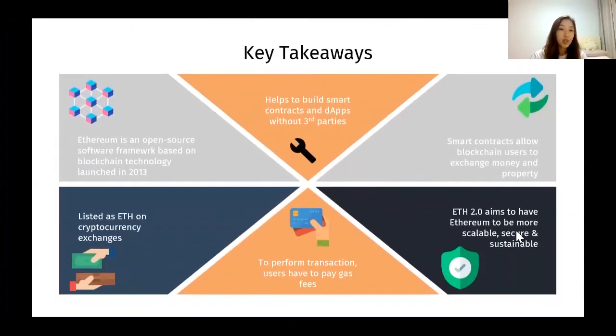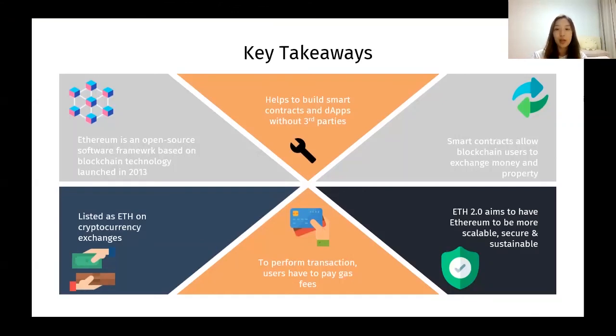Okay, so through this video, you should have had a better understanding of Ethereum and its structure. Ethereum is an open source software framework which is based on blockchain technology. Ethereum helps you build smart contracts and decentralized applications without any downtime or third-party interference. Ethereum was launched in 2013 by developer Vitalik Buterin. And smart contracts allow blockchain users to exchange money and property.